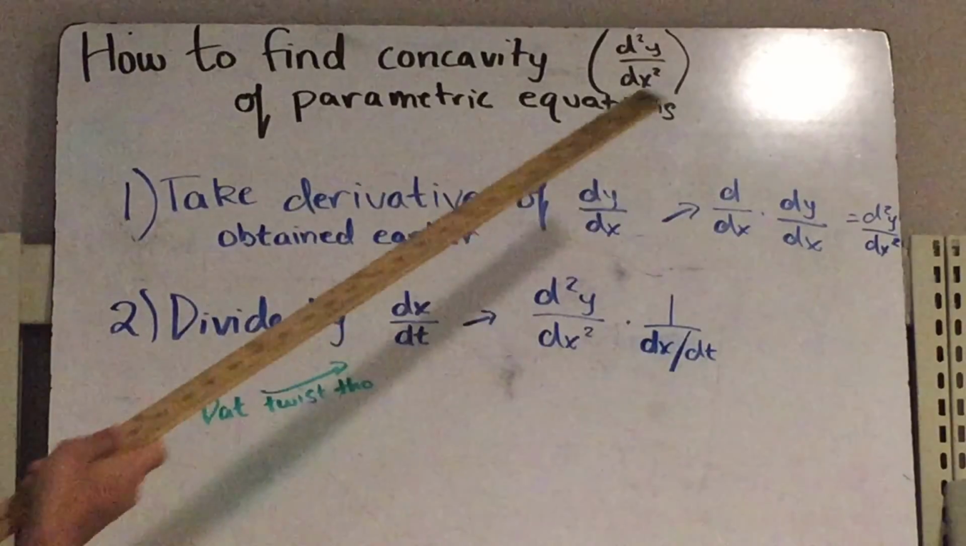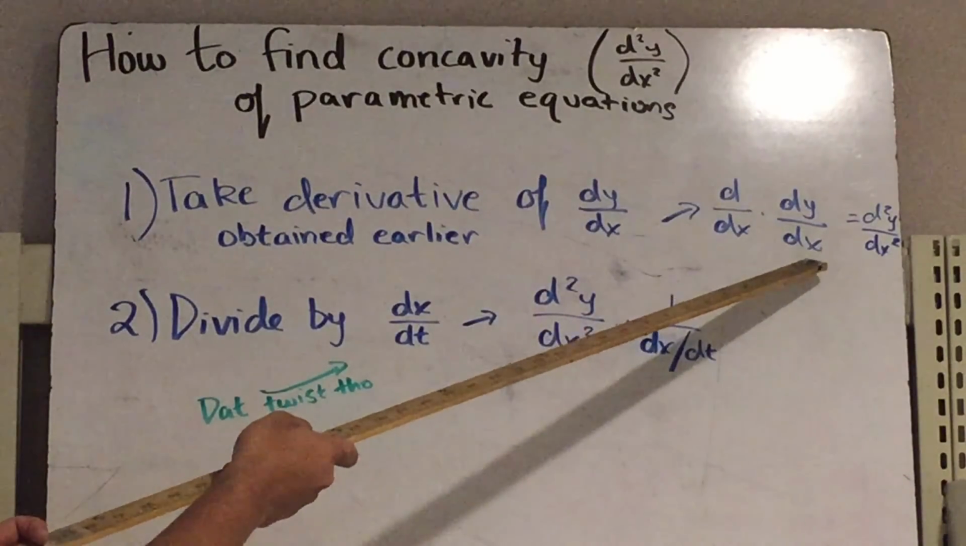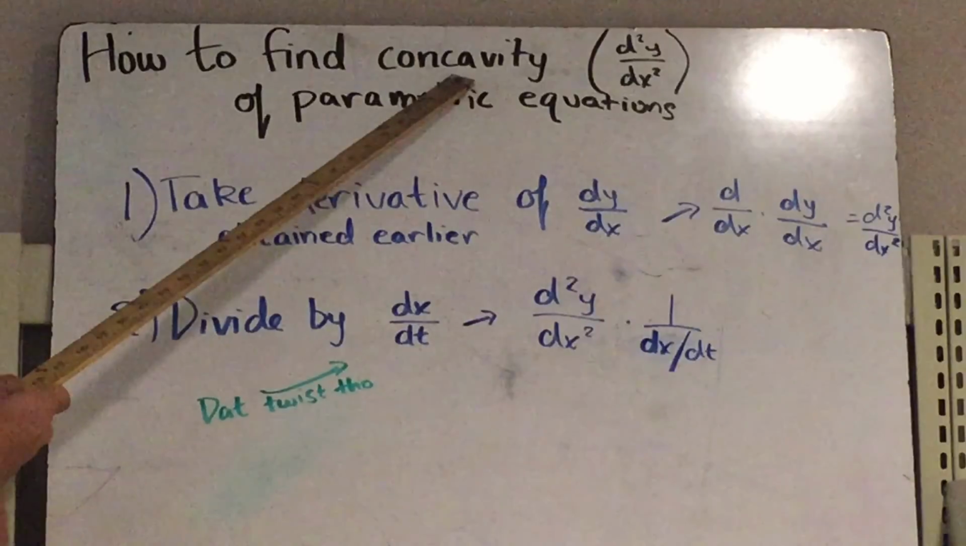So all in all, take the derivative of dy over dx and divide by dx over dt to get the concavity of a parametric equation.